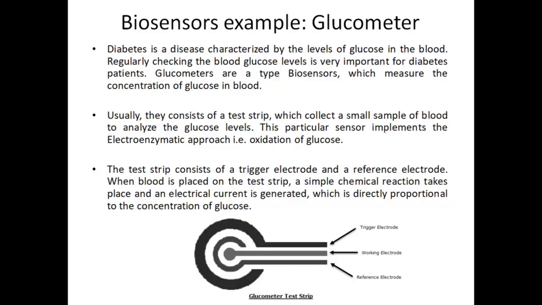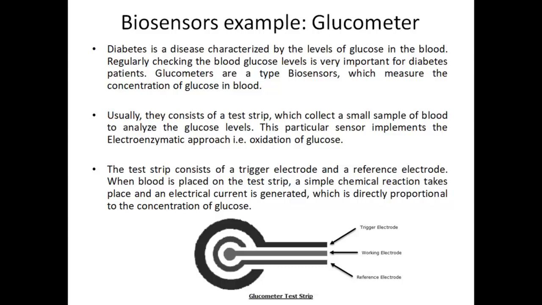So, usually now you can see the figure. This is what actually it looks like. Usually, they consist of a test strip which collects a small sample of blood to analyze the glucose levels. This particular sensor implements the electroenzymatic approach, that is oxidation of glucose. The test strip consists of a trigger electrode and a reference electrode. When the blood is placed on the test strip, a simple chemical reaction takes place and an electrical current is generated, which is directly proportional to the concentration of glucose.